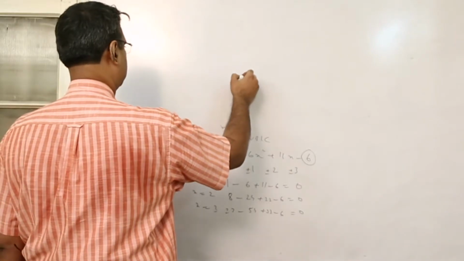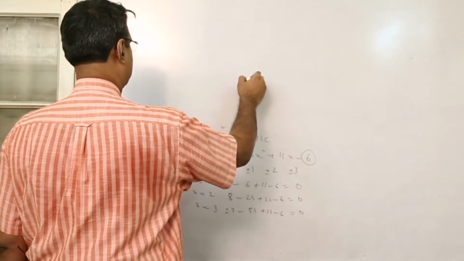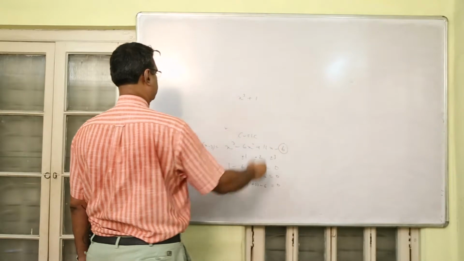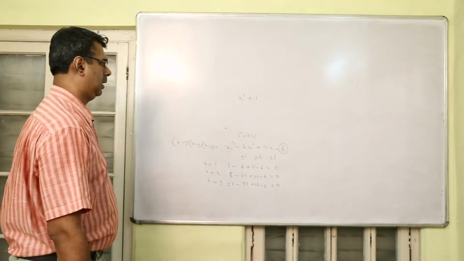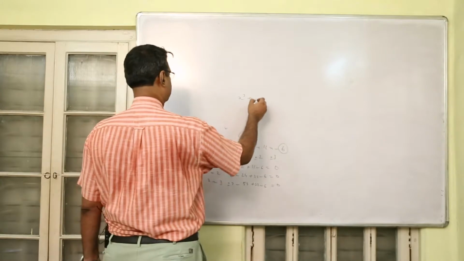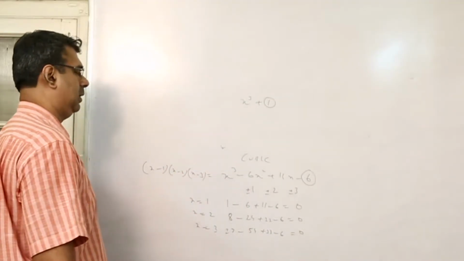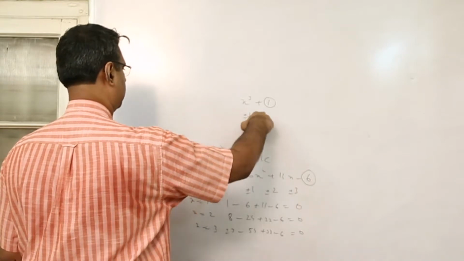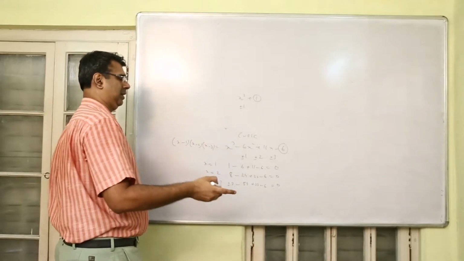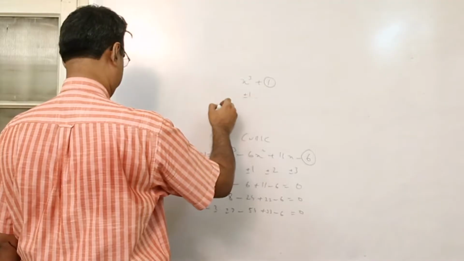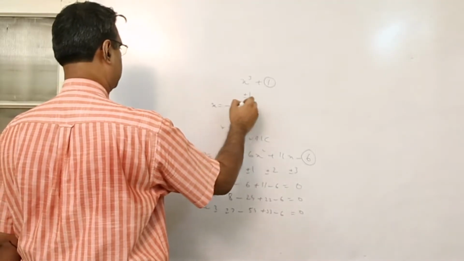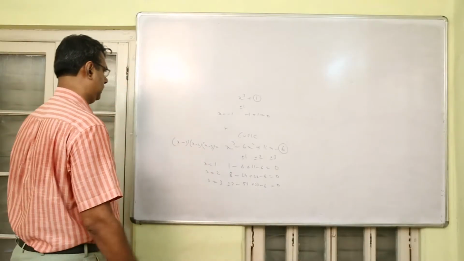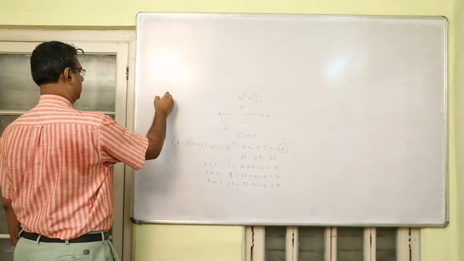Suppose let's say we have a different kind of a cubic. Suppose we are asked to factorize x cube plus 1. So you can see that 1 has only one factor, that is 1, and I told you that you are supposed to consider it with a plus and a minus. So if you put x equal to minus 1, this expression becomes 0, right? So that means x plus 1 is a factor.